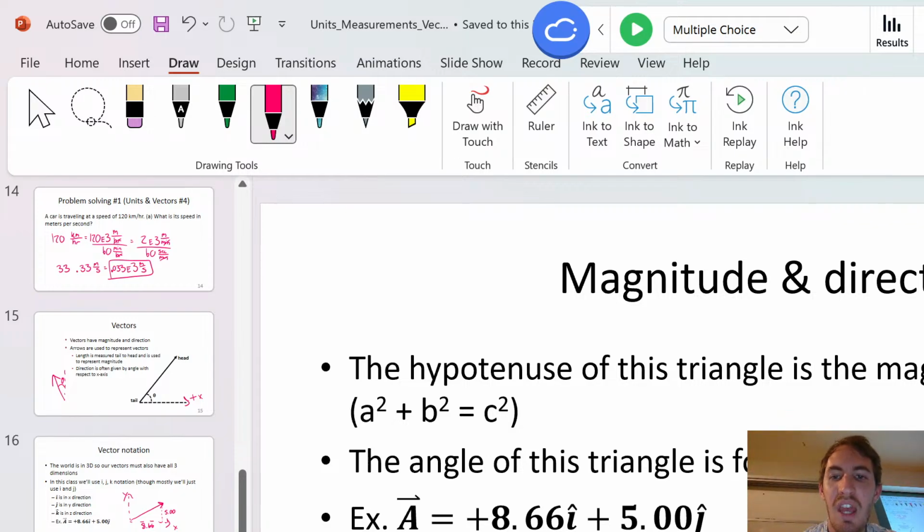So the magnitude of A is going to be, it's the hypotenuse, 8.66 squared plus 5 squared equals a number that my calculator will tell me. There's no way I'm trying to do this in my head.